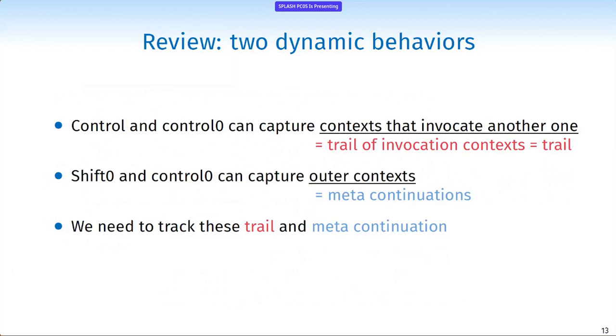Also, shift-0 and control 0 can capture the outer context, and I'm going to call it meta continuations. These two, trail and meta continuations, can be changed dynamically during the execution, so we are going to track them even in type systems. Please keep in mind that these two things, trail and meta continuation, will come up repeatedly in my presentation. I put some hints at the bottom of the slide, so you will notice.